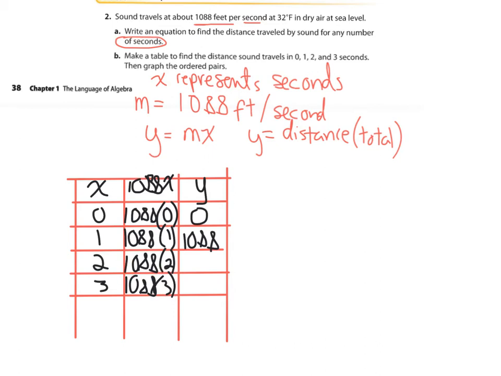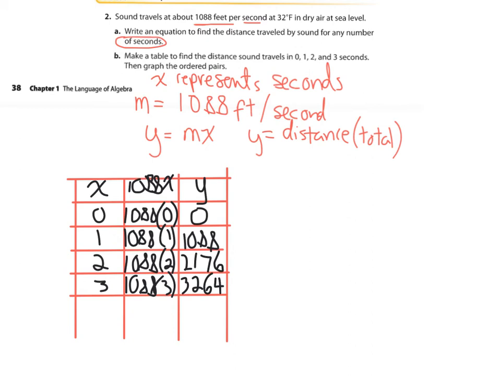1,088 times 2 is equal to 2,176. 1,088 times 3 equals 3,264. And there we go. So those are my ordered pairs.